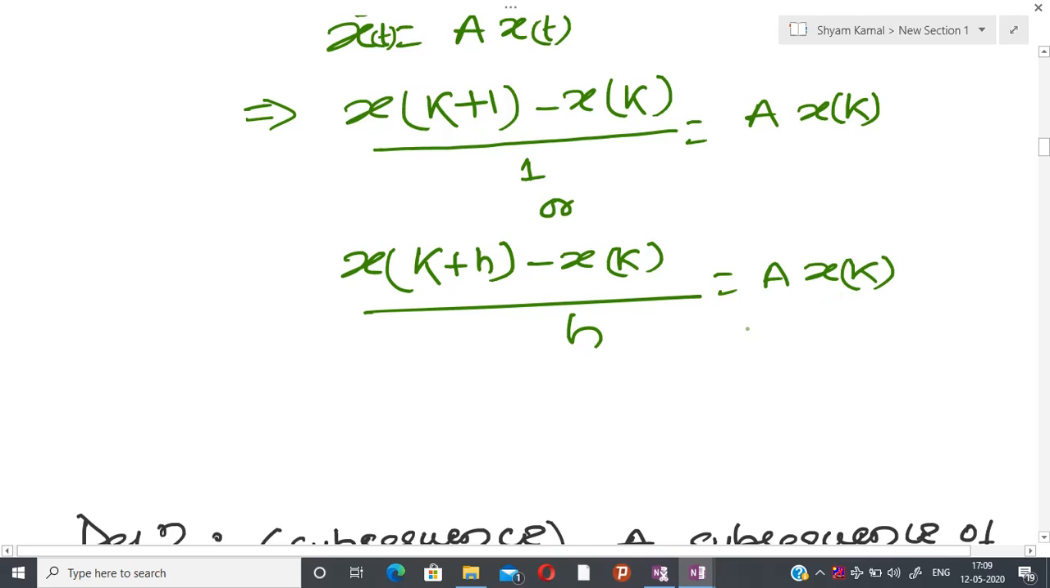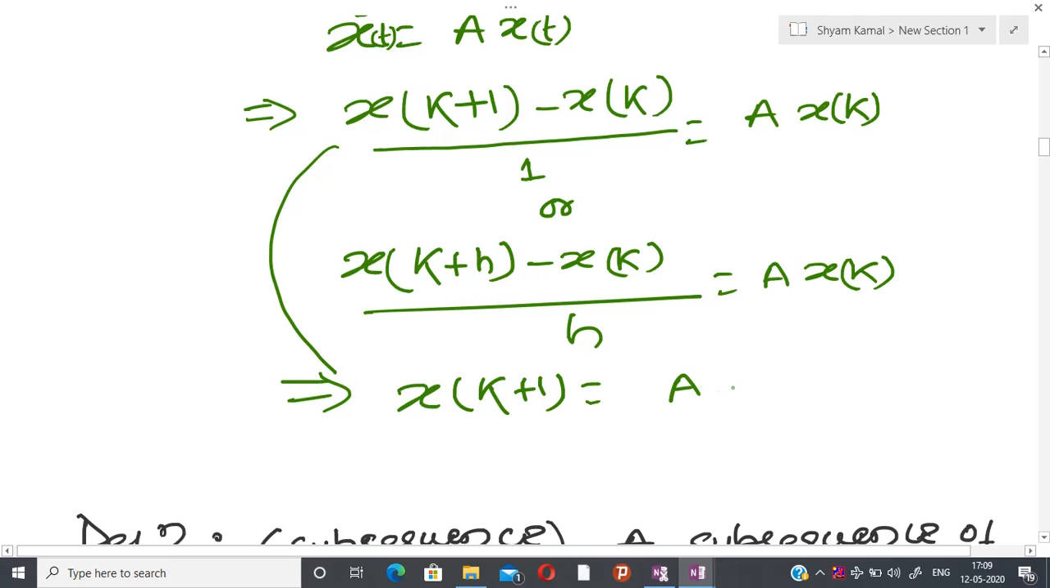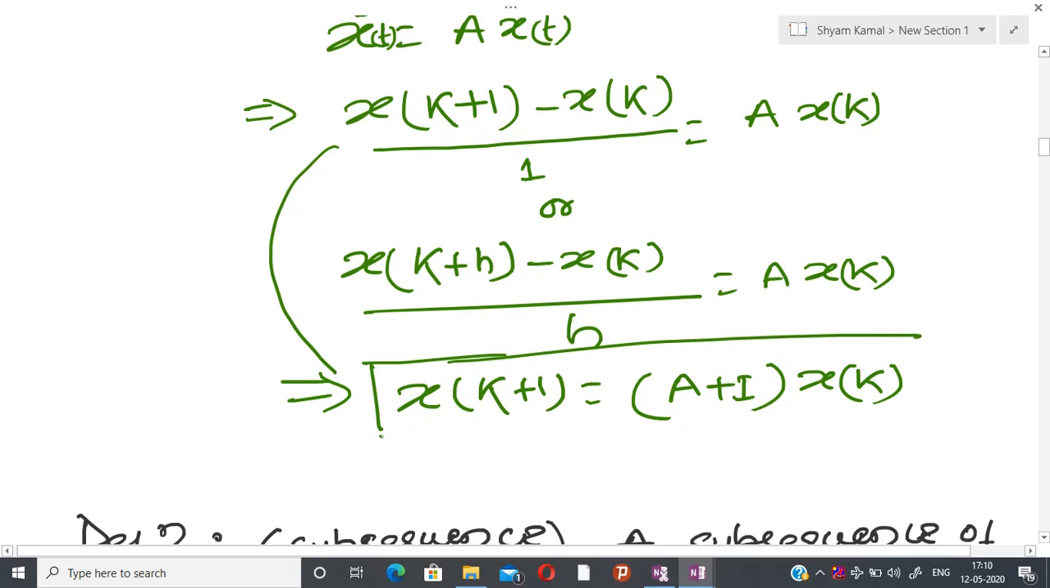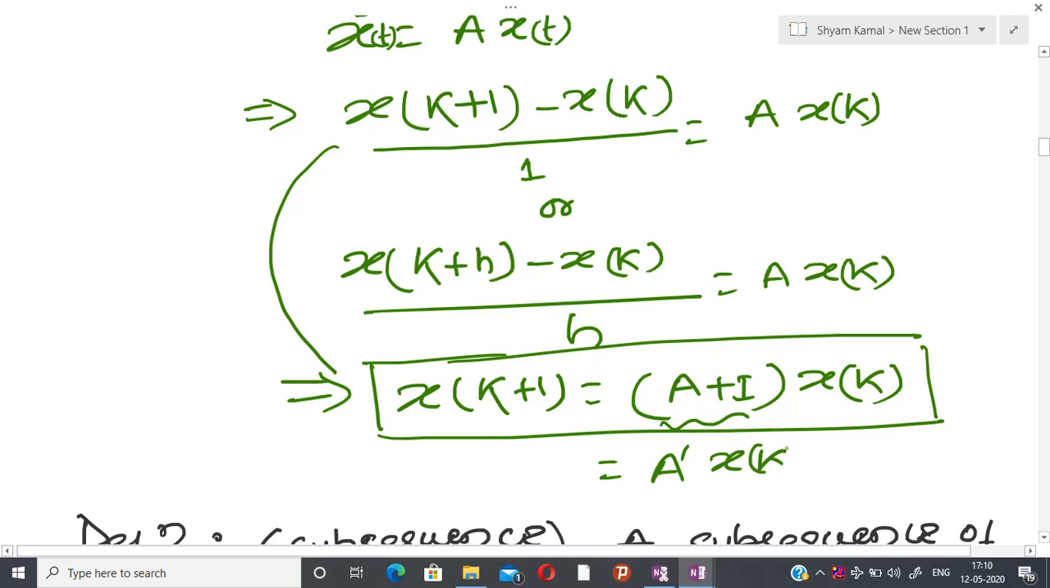We have different notations where h is called the sampling time. This is the generalization, but if you assume sampling time h equal to 1, at that time I have x_{k+1} equal to a plus I, where I is the identity matrix, into x_k. So the same kind of thing I have taken, and this quantity you can just define as something like a dash into x.